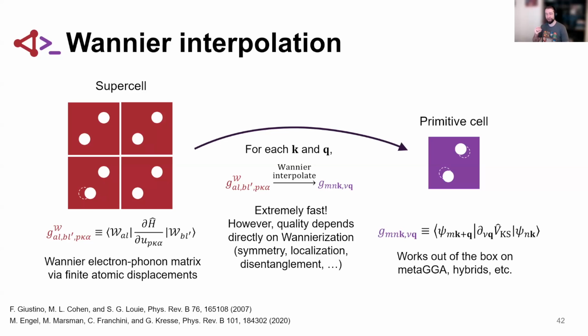And so you have to put in some effort to get good Wannier orbitals before you can attempt this interpolation. The upshot of this is that this procedure automatically works out of the box with high-level density functionals. So that's really one of the big advantages. You can do meta-GGAs or even hybrid functionals here out of the box. I think that's all I had to say about this interpolation procedure.